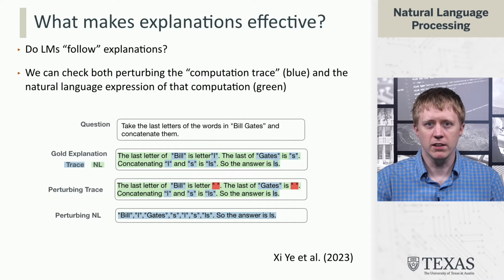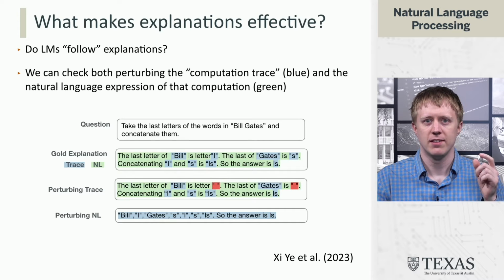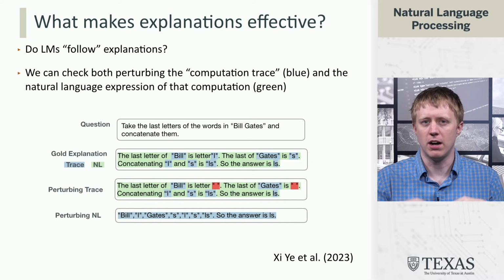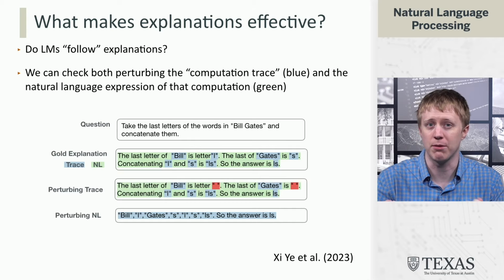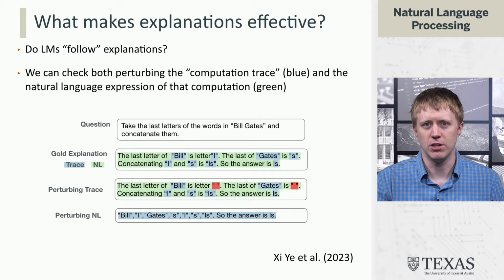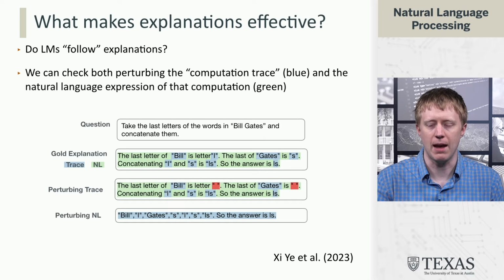We can look at two types of perturbations. If you perturb the stuff in green here, you're just changing the language expression of what's going on in the example. For example, in this case, we're just trying to concatenate the last letters of these two words. So it's a very trivial operation, but it's still not that easy for a language model to do. And we can change up how we describe this. We can also change up the actual computation trace, where we can introduce errors in, let's say, the actual extraction of that letter that happens. That's what's shown in red.